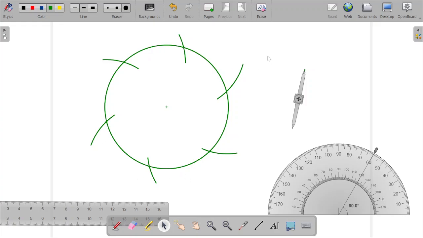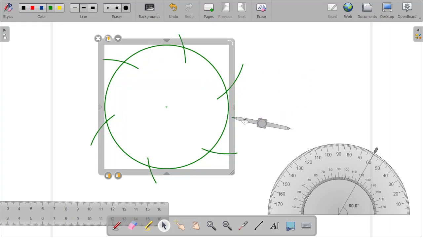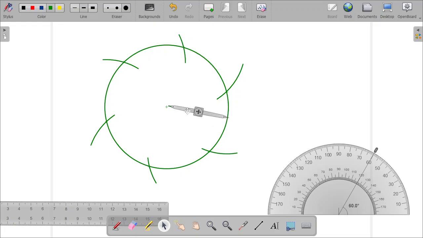Now the reason why there are 6 arcs is because you are using the same radius. Make sure that the radius of this circle must be the same distance as those arcs, like this. So the radius of the circle must be the same distance as your arc which you have made, right? That's very important, please. That's the only way you can get an accurate construction.